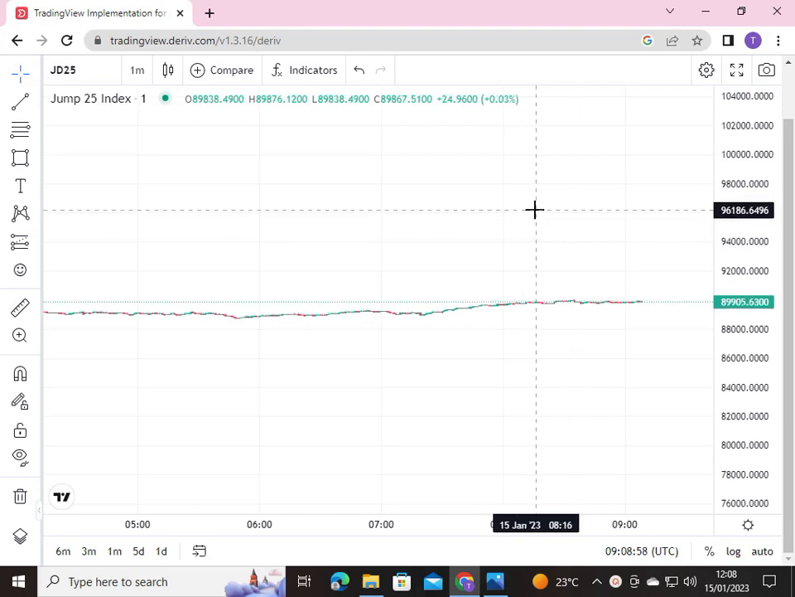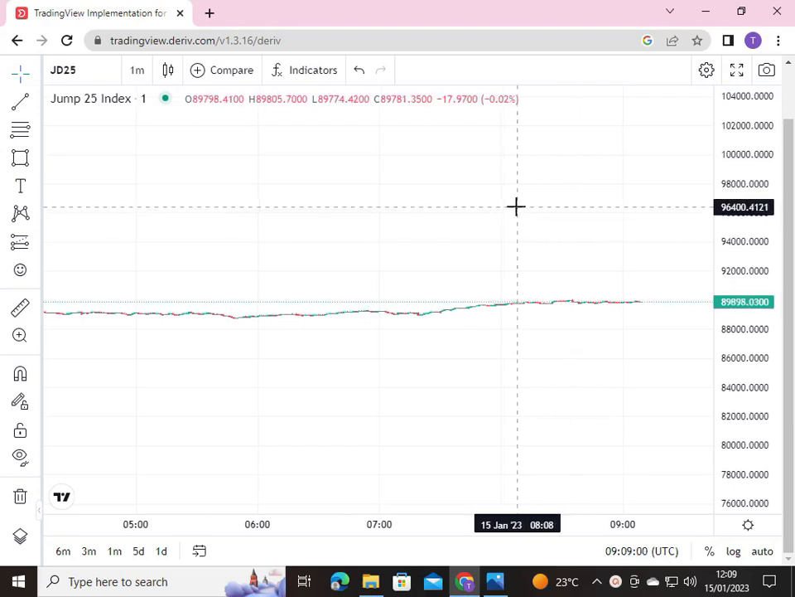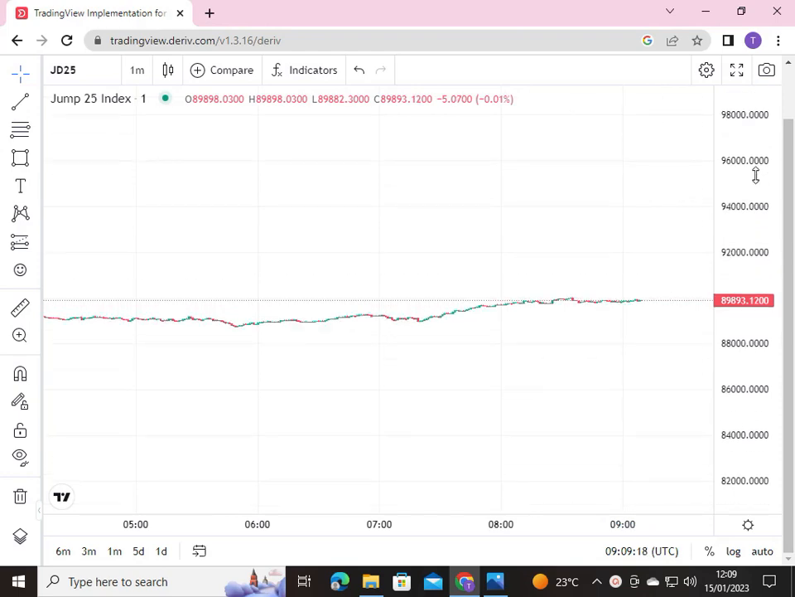So I've seen so many people shy away from Jump Index, and today I'm going to take you through how you can trade Jump Index like a pro. So let's, for example, have a look at Jump 25.